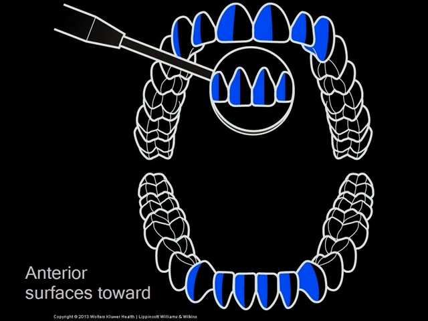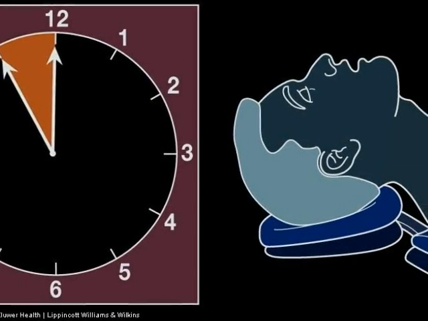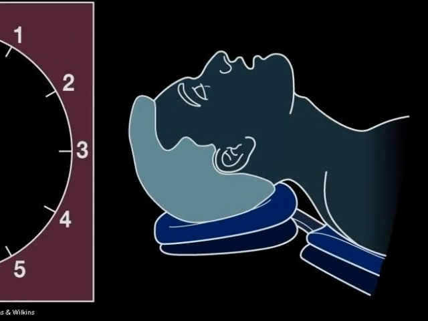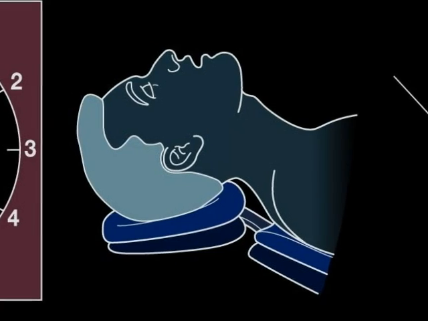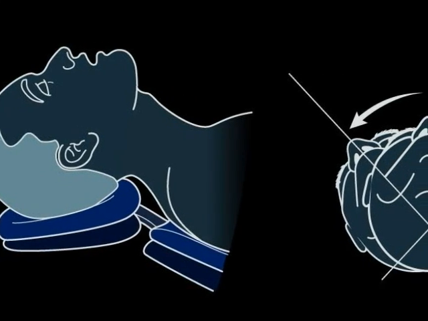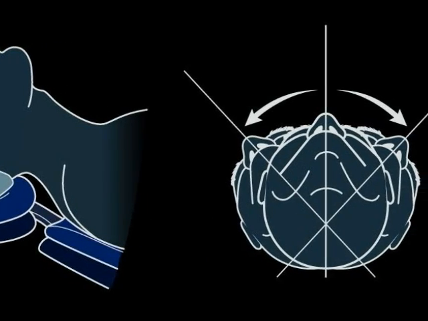Let's now look at the anterior surfaces towards us. In this position, we will sit at 11 o'clock. The patient's head is tilted back slightly and their head can rotate either towards us or away from us. This position is for facial and lingual aspects of the maxillary anterior.